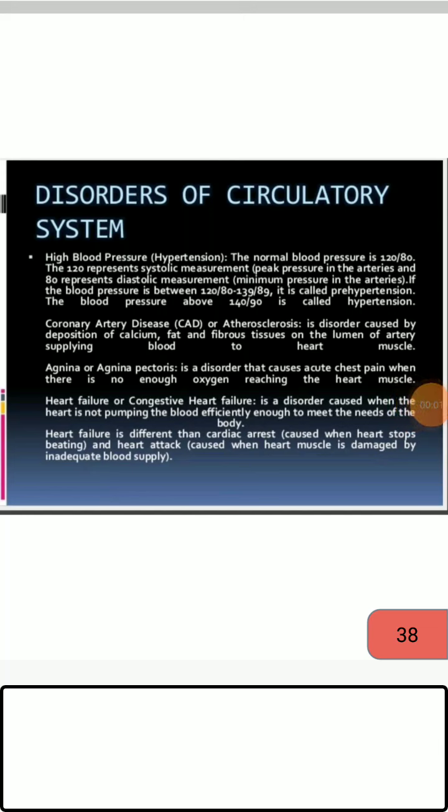Good morning, students. Today we will study the disorders of the circulatory system. This is the last part of this chapter, okay? Now, let's see what the disorders are.